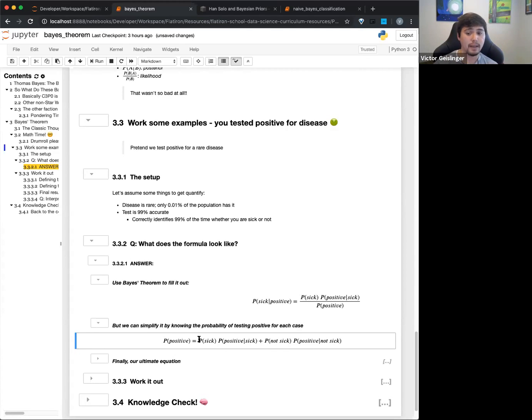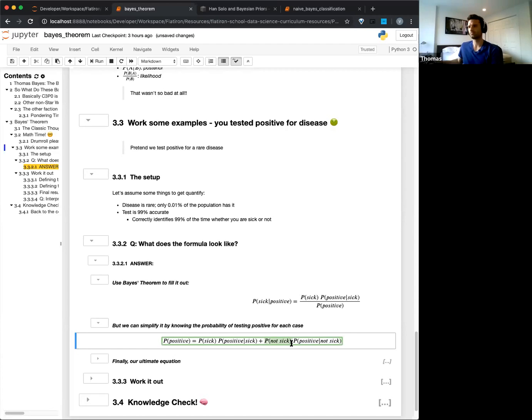Now the opposite happens, the probability of us not being sick. What's that probability in this scenario? 99%, right? Actually it's bigger than 99%, so it's 1 minus 0.01%. So yeah, 99.99%.